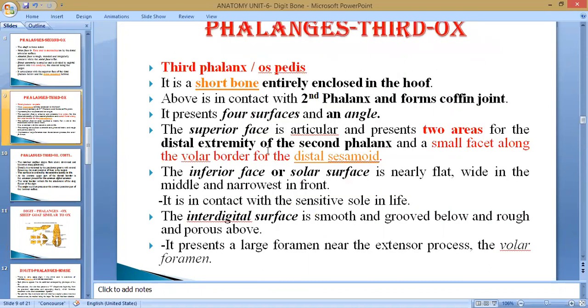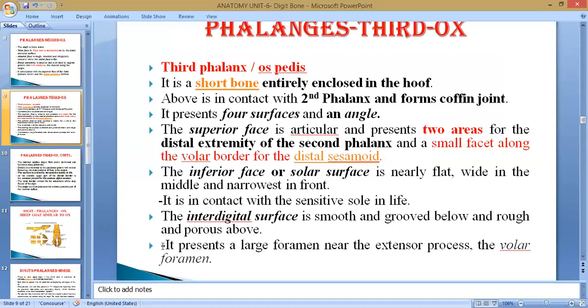We have only discussed that this is the third phalanx, also known as os pedis, and its total structure is considered as the hoof and located below the second phalanx, forming a joint, the coffin joint. For discussion it has four surfaces and an angle. Out of four surfaces, first is the superficial surface, located superficially and having the two articular areas, and behind that, in the posterior volar part, having the articular area for the distal sesamoid bone.